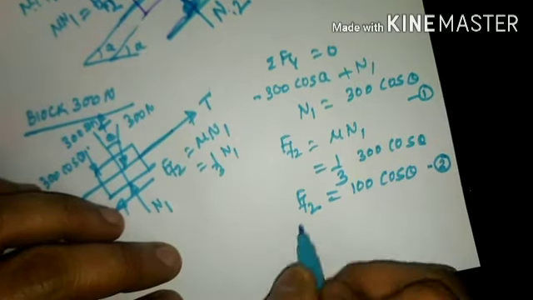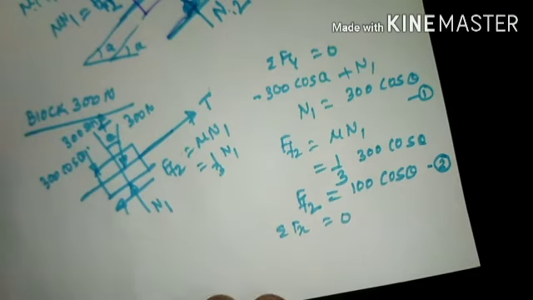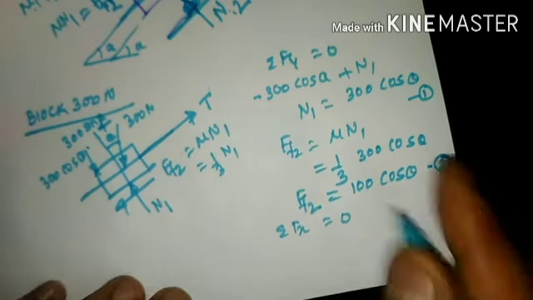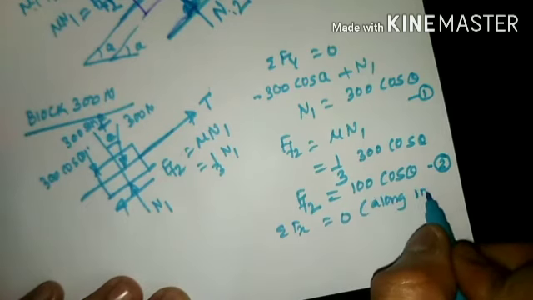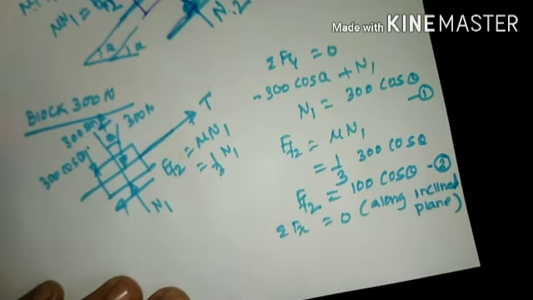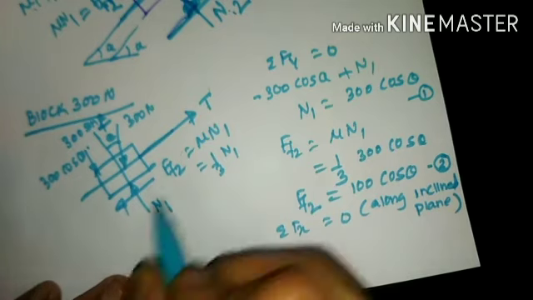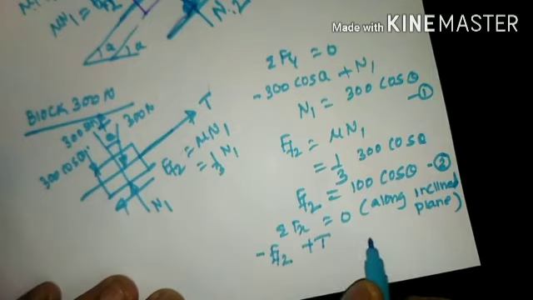Further, take the summation of force along the x direction equal to 0. The x direction means along the inclined plane. If I take forces parallel to the inclined plane, you have force F of F2 in the downward direction. Downward direction will be negative, so minus F of F2 plus T because it is upward, equal to 0.